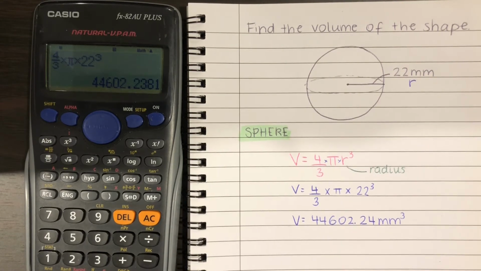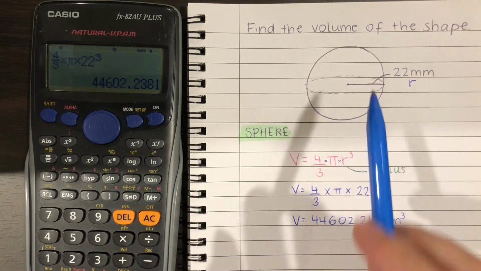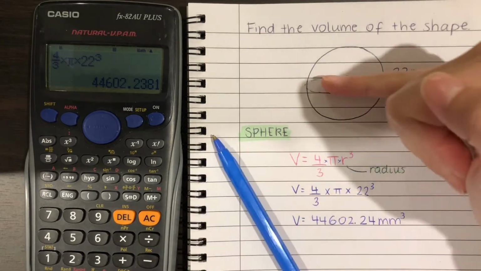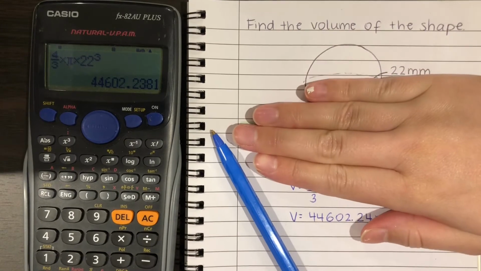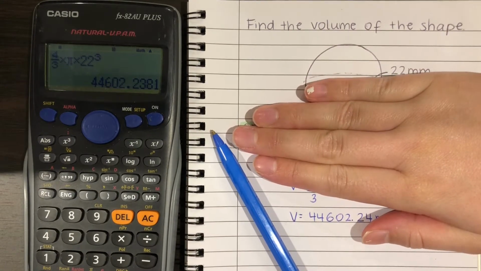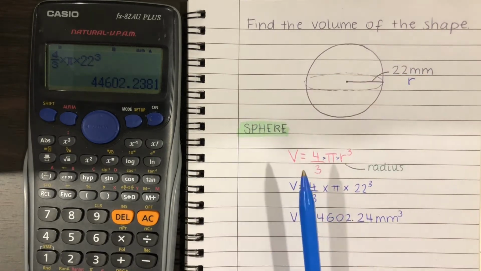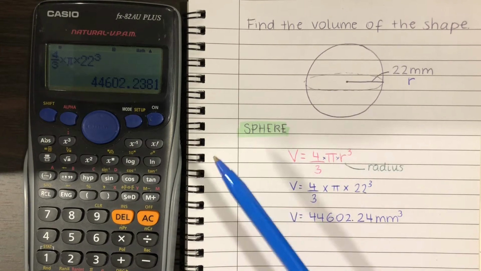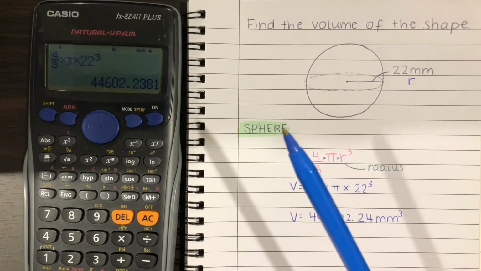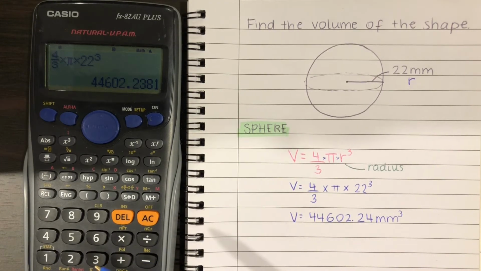Now, if we wanted to find the volume of a hemisphere, which is half of a sphere, so literally if you cut this in half and got rid of the bottom half and just made it a 3D semicircle, half ball, it's actually a lot easier when you calculate the volume of a hemisphere compared to the total surface area.